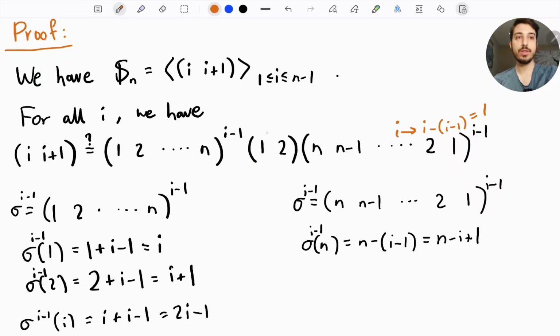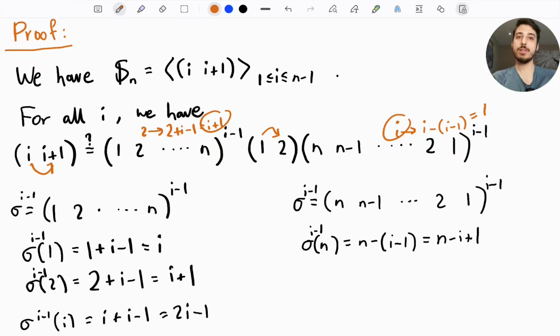And here, 1 is going to be sent to 2. And there, 2 is going to be sent to 2 plus I minus 1, because remember here, we add I minus 1, we add the power. So 2 plus I minus 1, which is I plus 1. Hey, we've just sent I to I plus 1, just like in the transposition here. So they both send I to the right place.